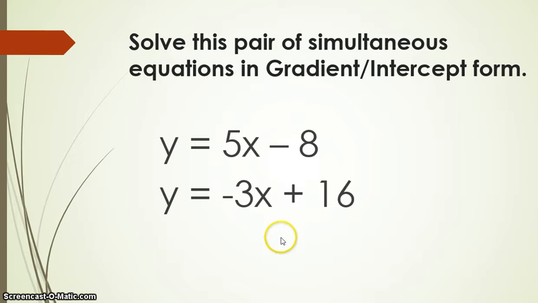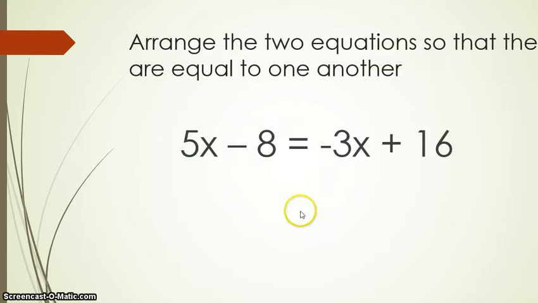Well, the first thing that we do is we know that on the one hand y is equal to 5x minus 8, and at the same time y is equal to negative 3x plus 16. So what we do is we make the two y's equal to one another. We make sure that 5x minus 8 is equal to negative 3x plus 16.